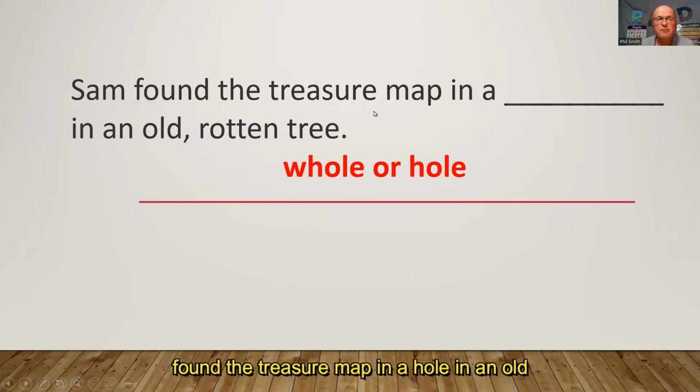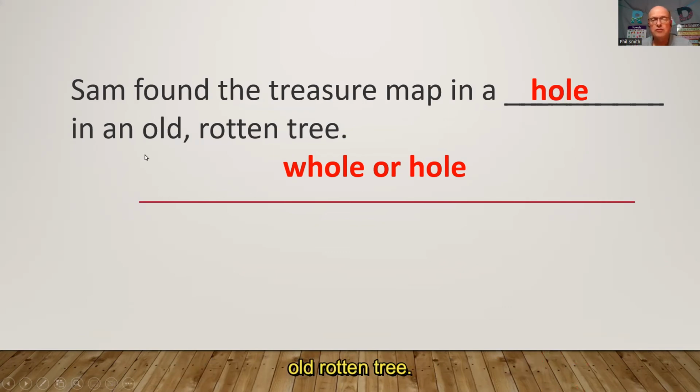Sam found the treasure map in a hole in an old rotten tree. Which hole? Sam found the treasure map in a hole in an old rotten tree.